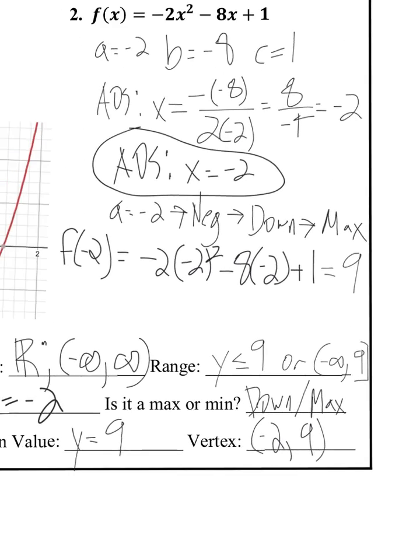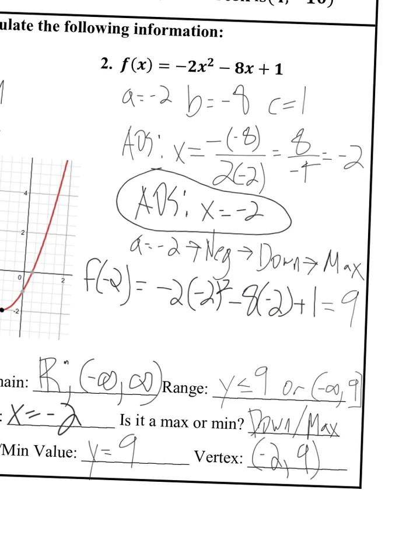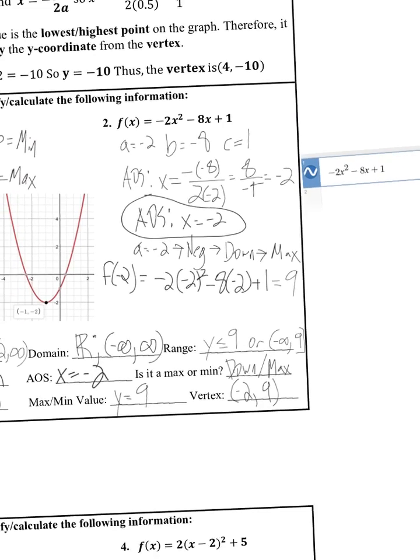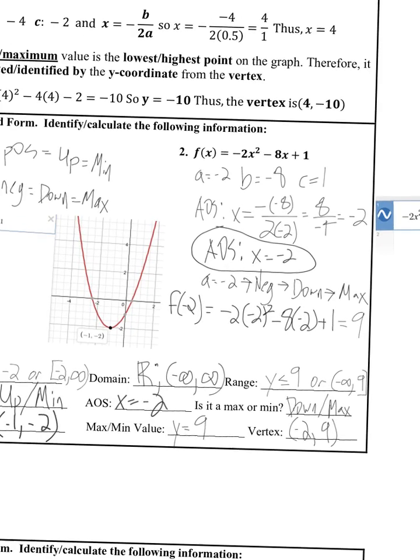All right? You could, of course, check it in the graph. So I will show you the graph right now. Here's the graph. It's going down. I have my vertex labeled -2, 9. So it's going from 9 to -infinity, and it's all real numbers, because even though it's opening down, I can still move left and right all I want. So yeah, that's everything to say about number 2.